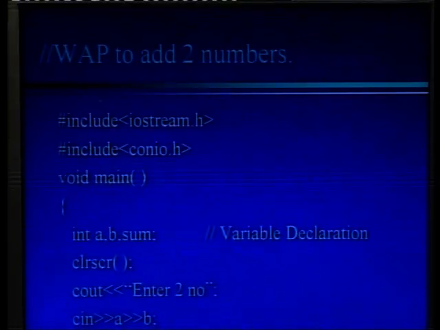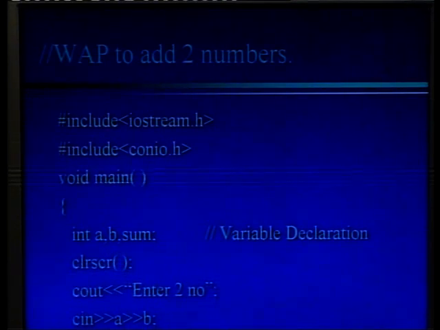Now, input output statements in C++. Basically we have used cin, that is console in, for input, and cout, that is console out, for output. Cin is used with the right shift operator, and cout with the left shift operator. Here I have discussed an example.